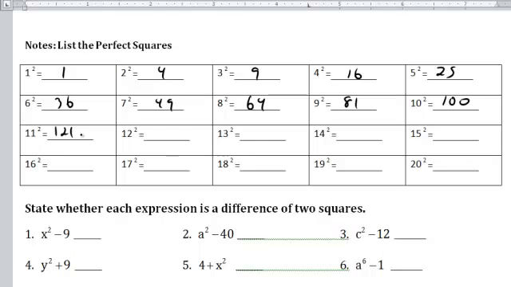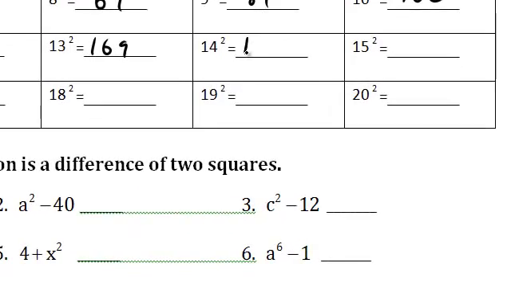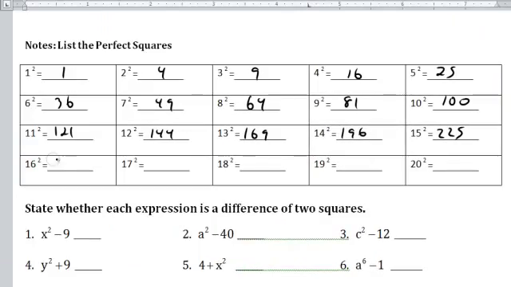You know, and if you need to know these past that, it's not a big deal. Just put it in your calculator and you're good to go. Okay. 12 squared is 144. 13 squared is 169. 14 squared is 196. 15 squared is 225. And 16 squared is 256.